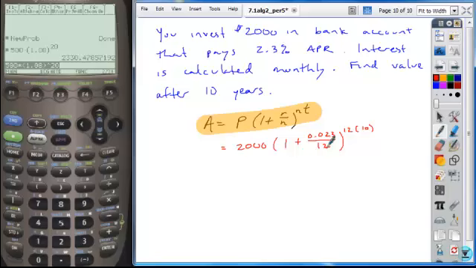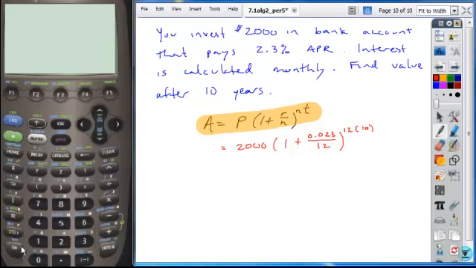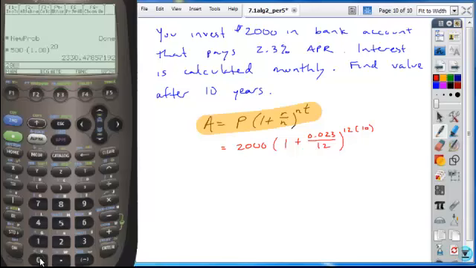Remember, these two values here, the 12 and the 12, those are always going to be the same number, the number of compoundings. And so now it's just a matter of entering this correctly. So 2,000 times, and you can just enter it in this form, 1 plus 0.023 over 12. Close that off. All to the power of.